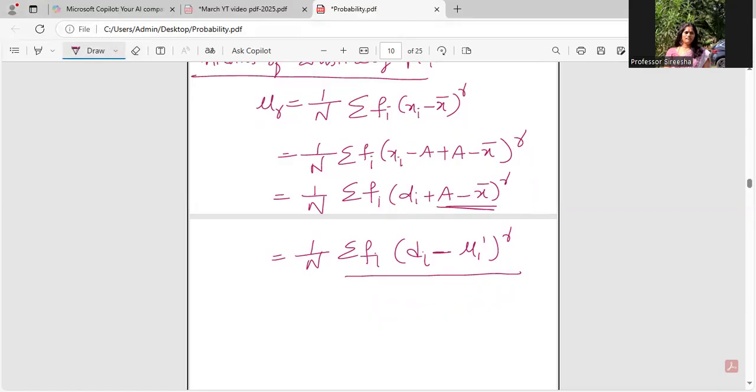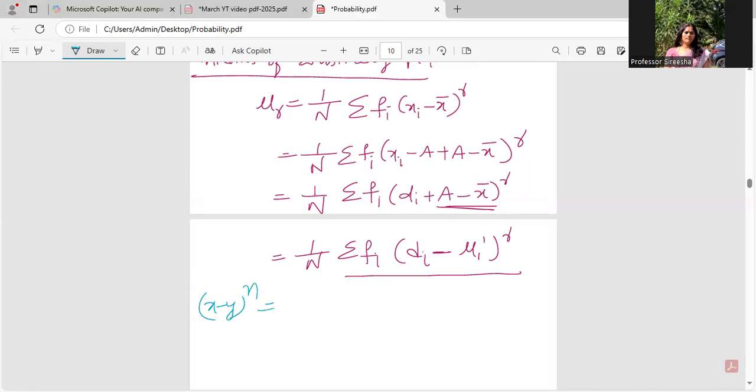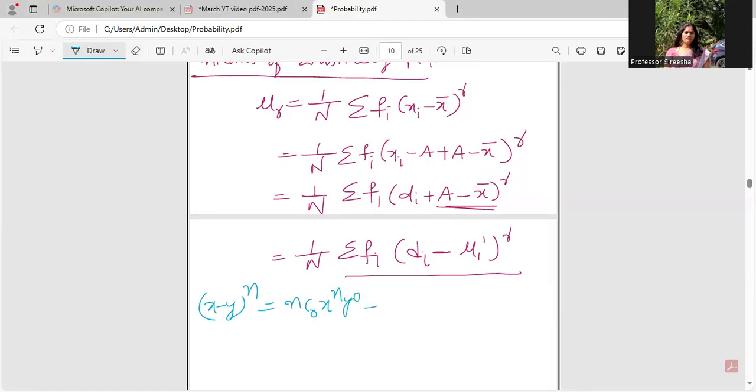I will write it clearly here. (x minus y) whole power n equals nC0 x power n, y power 0, minus, because y has a negative sign, nC1 x power n minus 1, y power 1, plus nC2 x power n minus 2, y power 2, minus, and so on, till minus 1 power n, nCn y power n. Alternate plus and minus signs will be there.